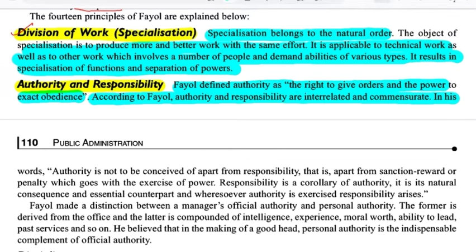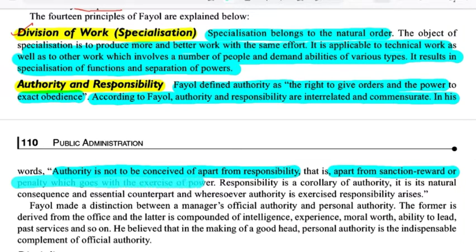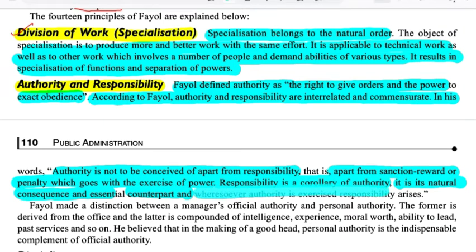In his words, authority cannot be conceived of apart from responsibility, that is, apart from the sanction, reward or penalty which goes with the exercise of power. Responsibility is a corollary of authority. It is a natural consequence and essential counterpart. Whenever authority is exercised, responsibility arises. Means if authority is exercised, then responsibility must arise there.